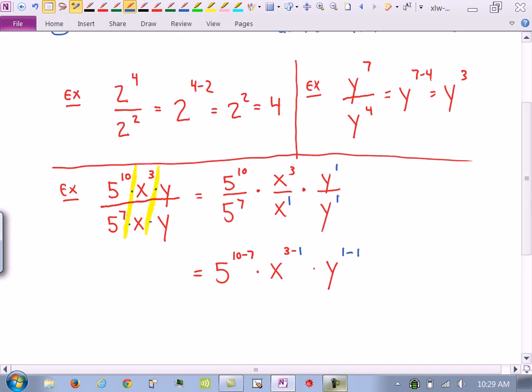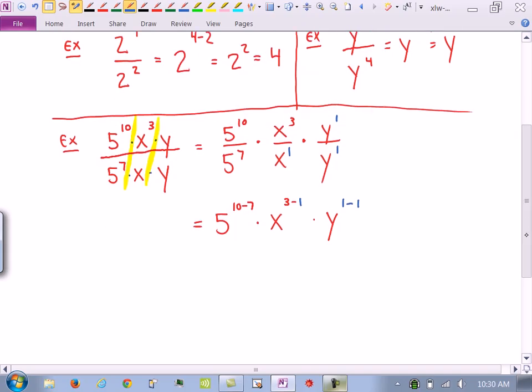Now you might be looking at that y over y, it should turn into what? 1. They cancel, don't they? But see, this property is going to show us the exact same thing. Because what's 1 minus 1? 0. And what's anything to the 0? 1. We said that earlier. So it is going to turn into a 1.